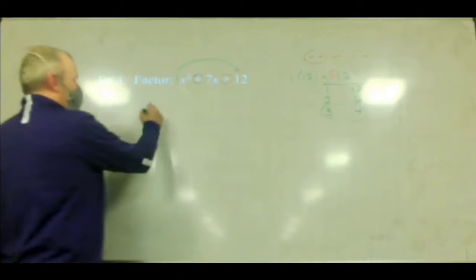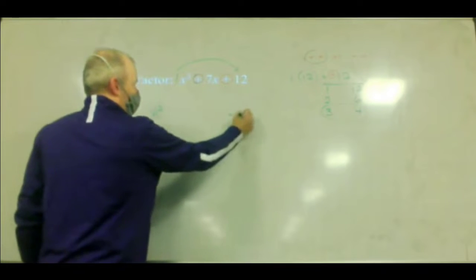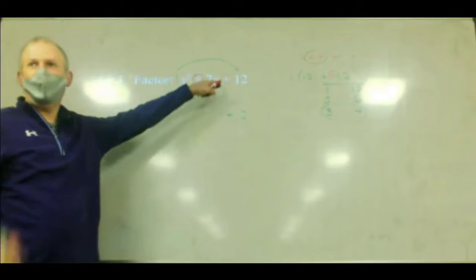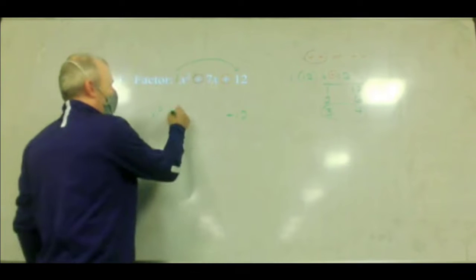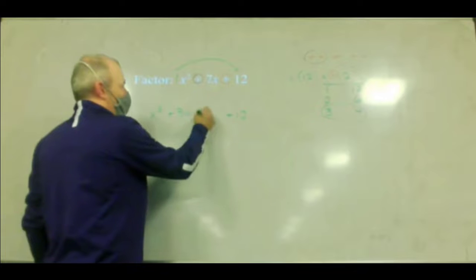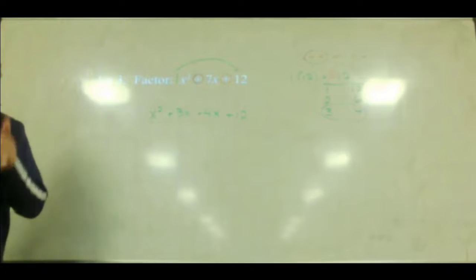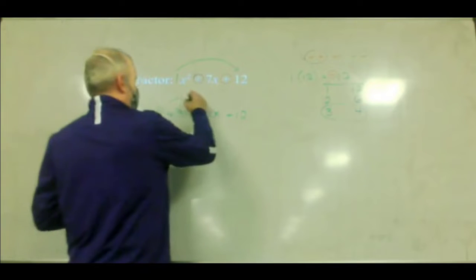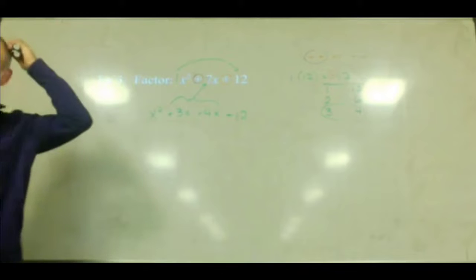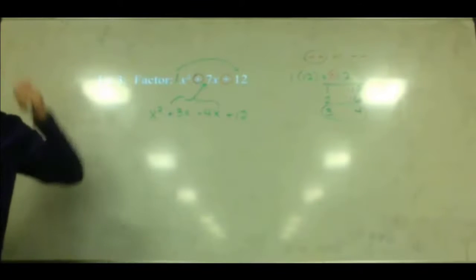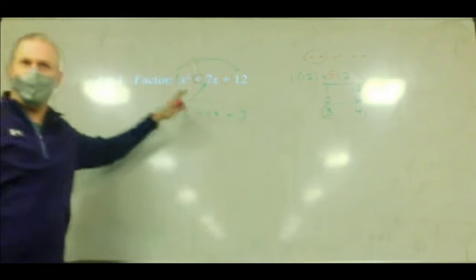What we do now is we rewrite this: x squared and the plus 12. But we break this middle term into 2 pieces using these 2 numbers right here. So it's going to be plus 3x and plus 4x. And that's okay, because does it make sense that 3x plus 4x equals 7x? As long as we do this part right, this should be okay.